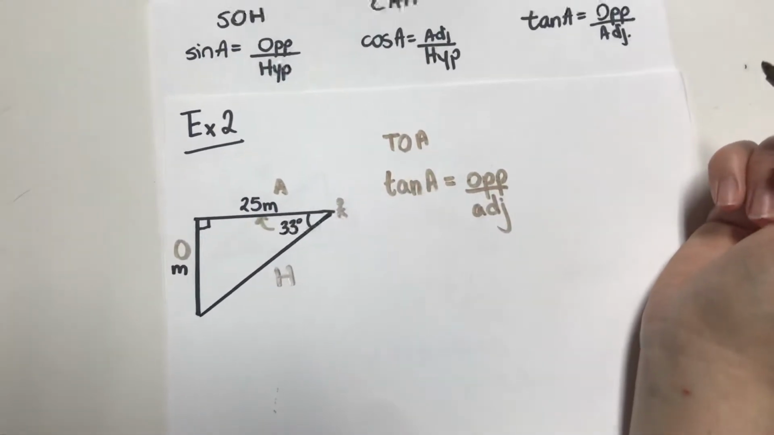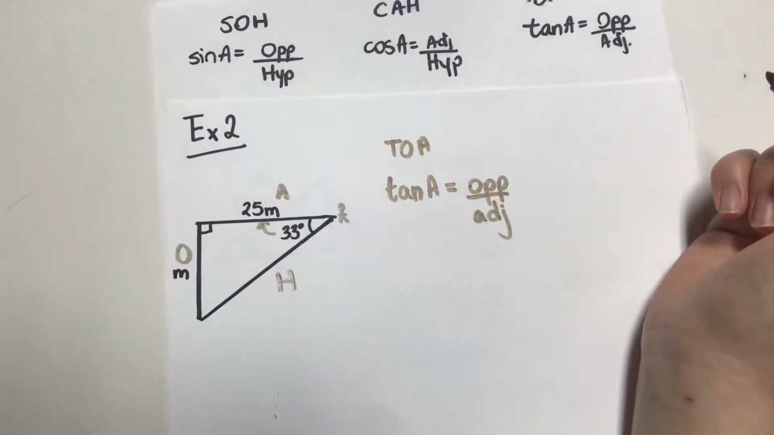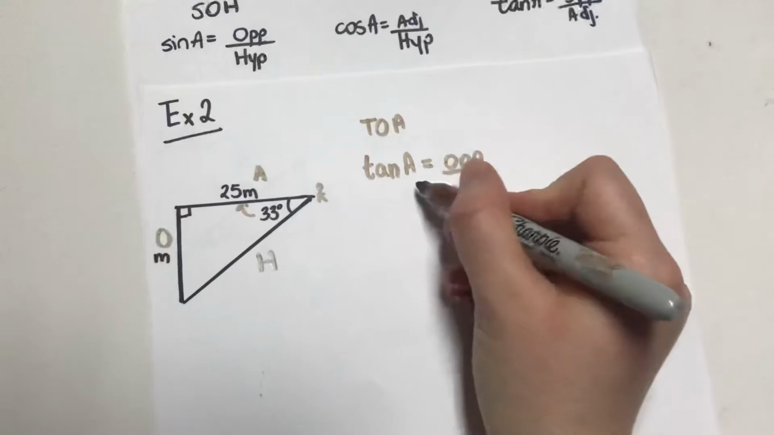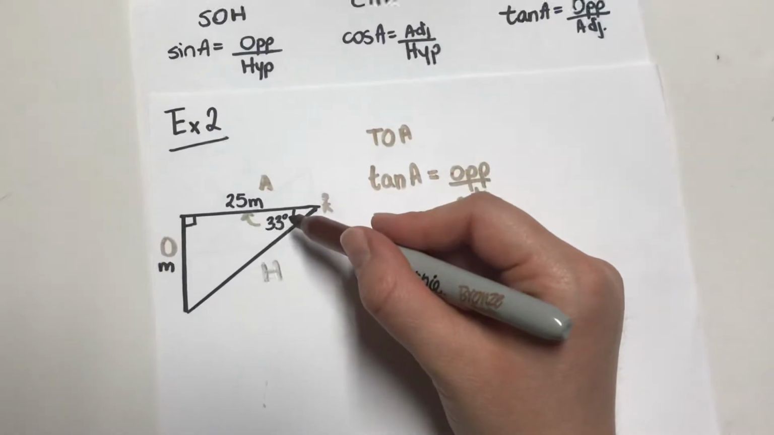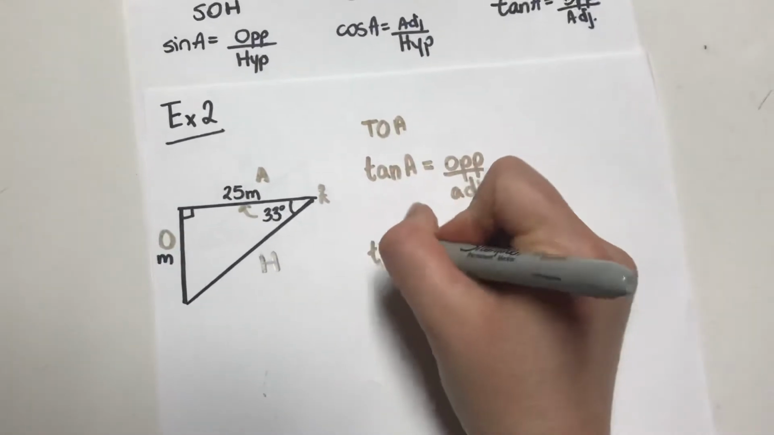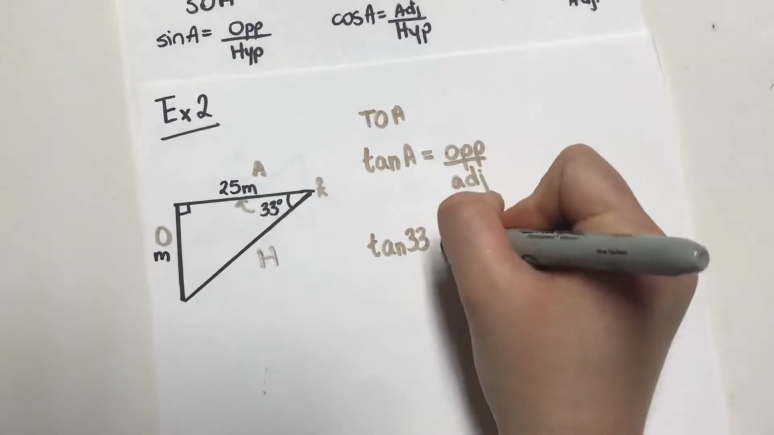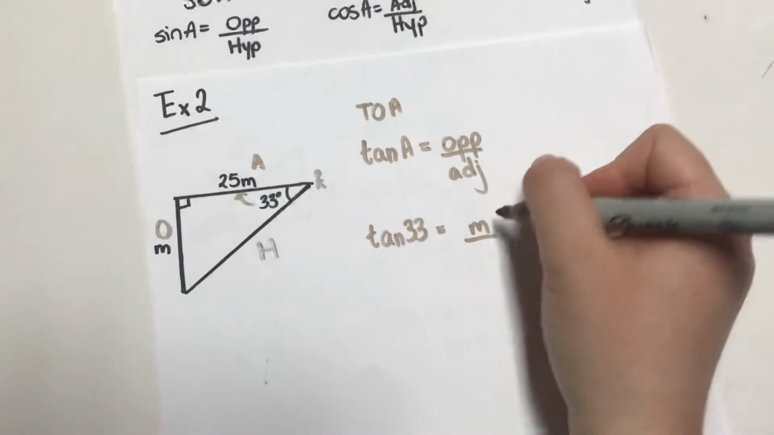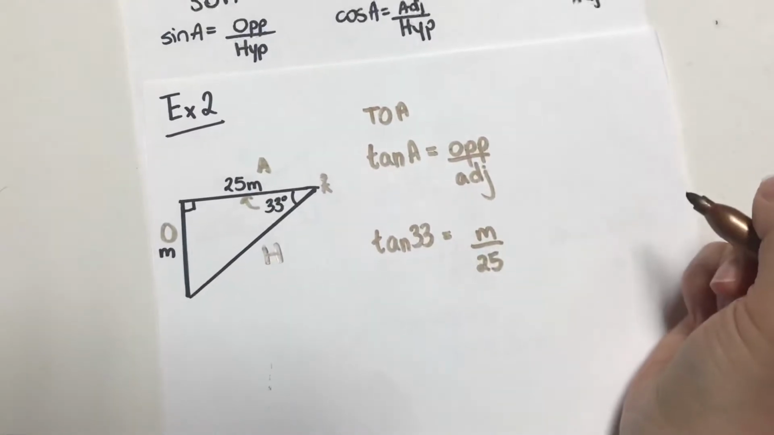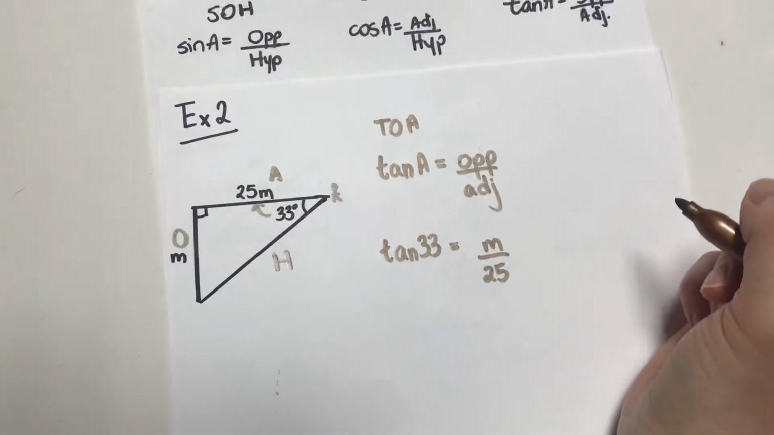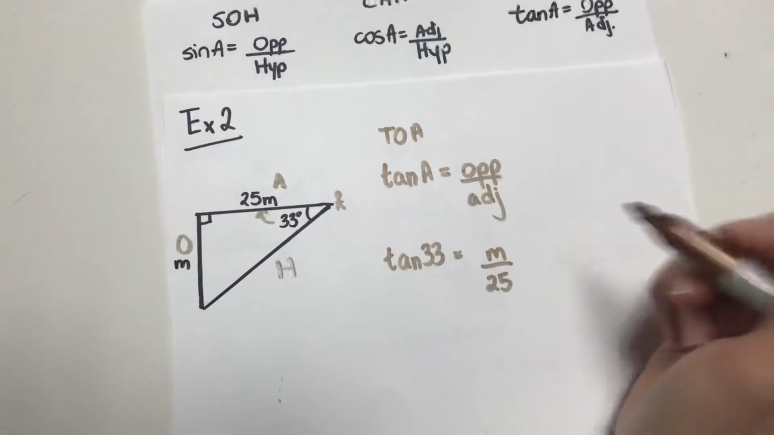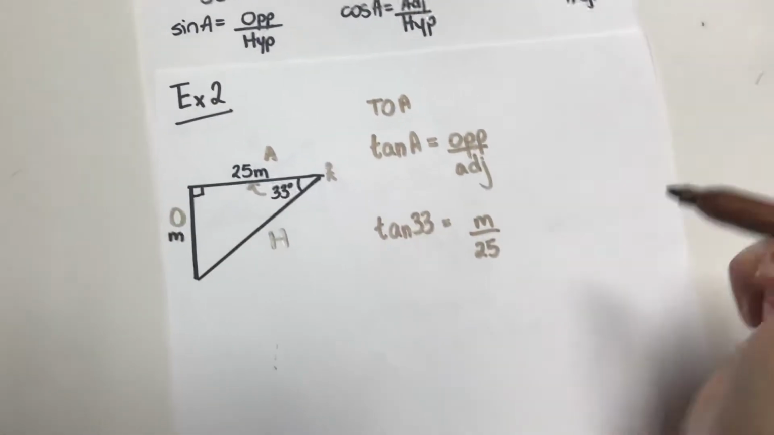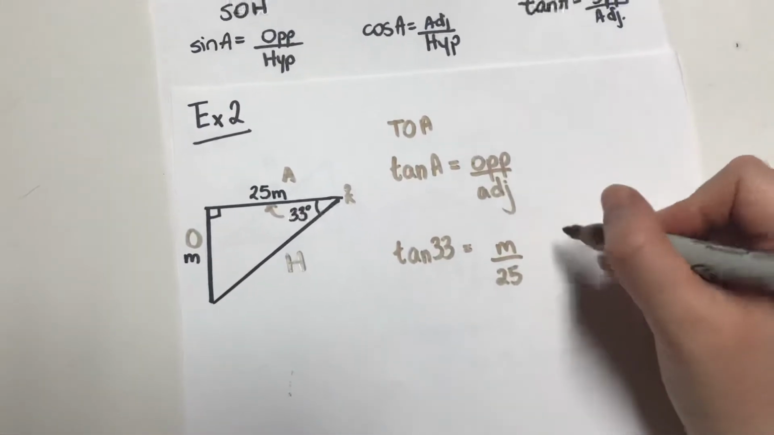Okay. My next step was to replace my known values into the formula. So A, I'm going to replace with my reference angle, which is 33 degrees. So tan 33 is equal to opposite, which was M, over adjacent, which is 25. And as you saw in the last video, at this point, there's two variations. You could either multiply the 25 on the other side, or I could simplify.